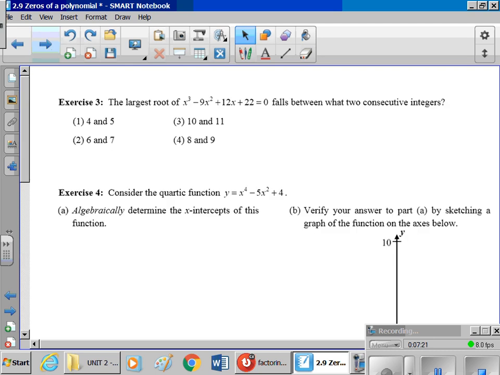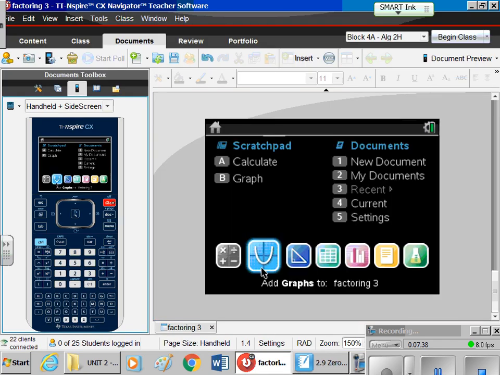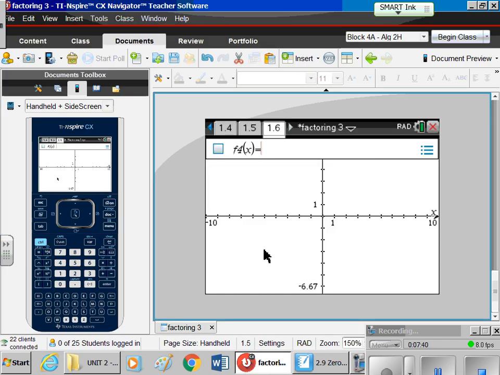The largest root of this mess falls between what two consecutive integers? Well, this is the easiest question in the whole world, because as long as you have that beautiful piece of technology on your desk, we can open up our calculator and put it in here and get an answer. So we open up our calculator and we're going to put this in here.